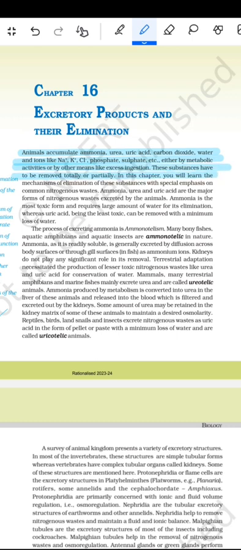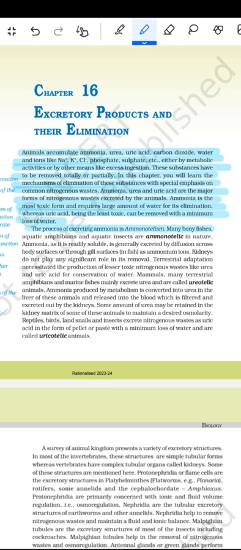In this chapter, we will learn the mechanisms of the elimination of these substances with the special emphasis on the common nitrogenous waste. Ammonia, urea and uric acid are the major forms of the nitrogenous waste excreted by the animals. Ammonia is the most toxic form and requires large amount of water for its elimination, whereas the uric acid, being the least toxic, can be removed with a minimum loss of the water.